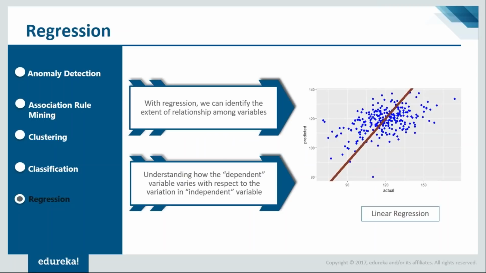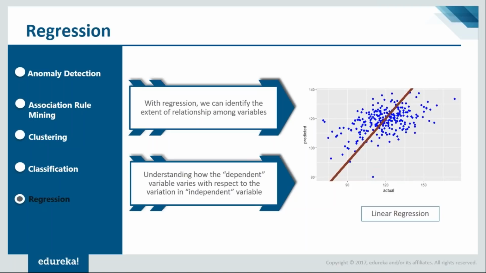The next technique is regression. With the help of regression, we can find out how one variable changes with respect to another variable. Regression again comes under the purview of supervised learning, and therefore we have labels. There are many types of regression techniques such as linear regression, logistic regression, Poisson regression, and so on. For the sake of this session, I'll give a brief intro to linear regression.